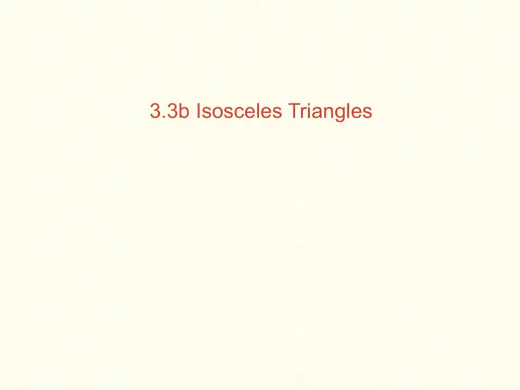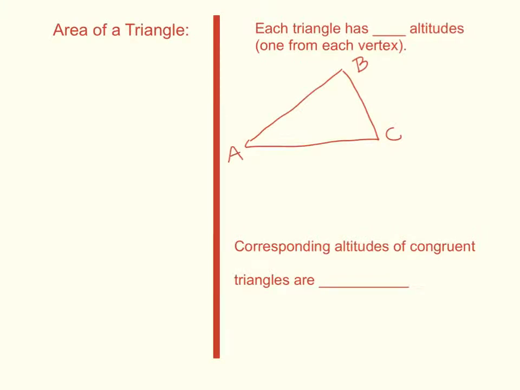Okay, so this is the second part of 3.3, the isosceles triangles. We know what the area of a triangle is, right? The formula for the area of a triangle is area equals 1/2 the base times the height. So in a triangle like this, we'll do it like this first. This is your base, and your altitude is your height.